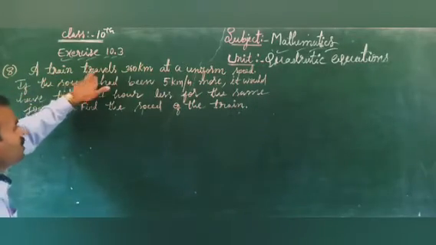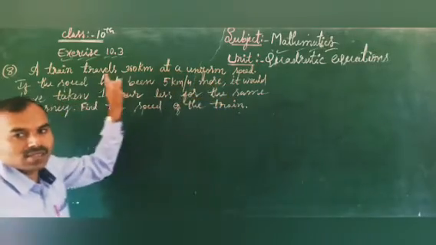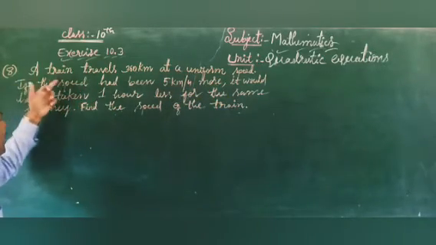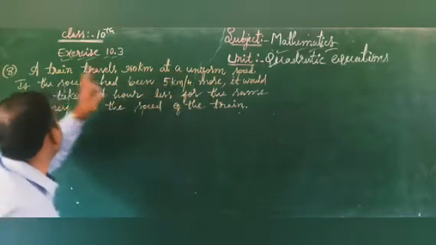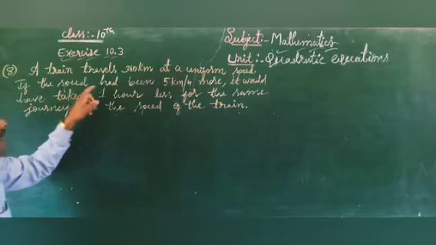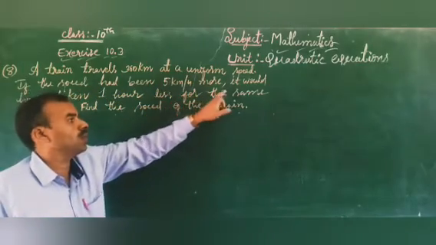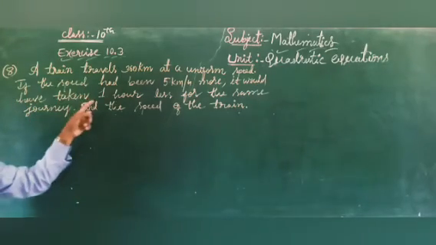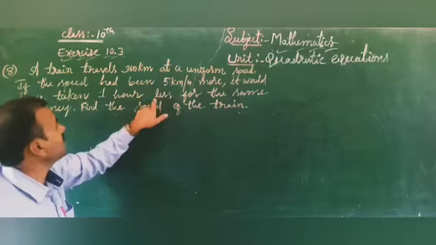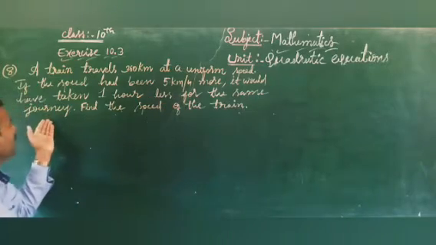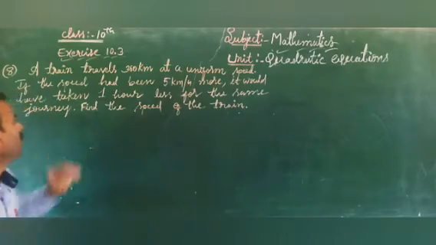A train travels 360 km at a uniform speed. This is the 8th one. A train travels 360 km at a uniform speed. If the speed had been 5 km per hour more, it would have taken 1 hour less for the same journey. Find the speed of the train.